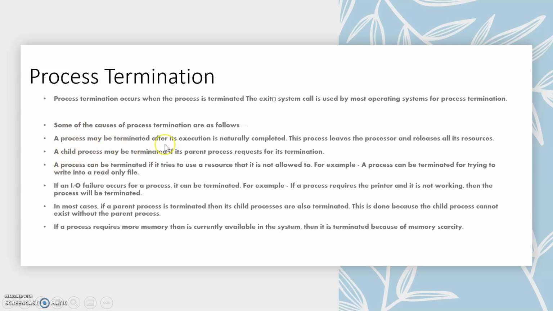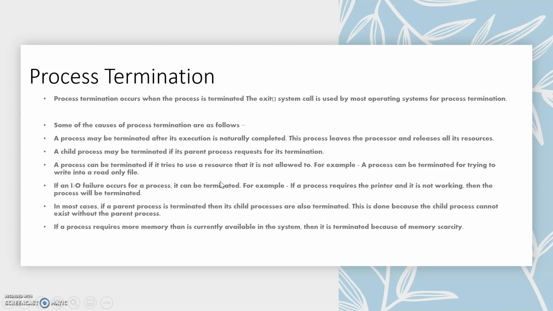Now here a child process will get automatically terminated if a parent is getting terminated. So this process is called abortion, aborting a process. Next, a process can be terminated if it tried to use a resource that it is not allowed to.